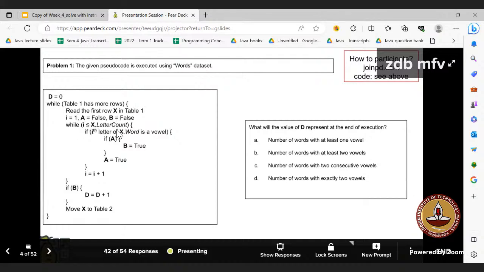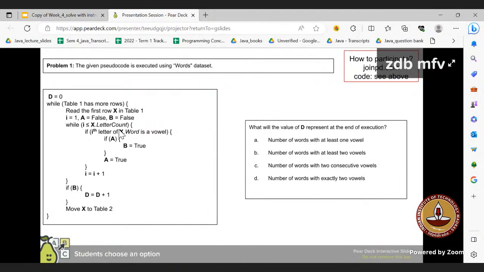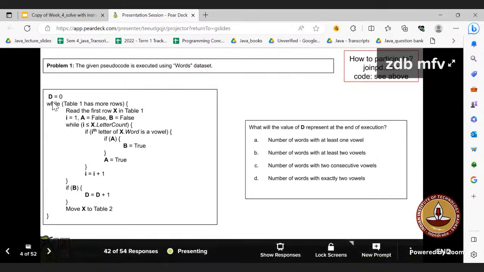While I is less than or equal to X dot letter count, that means we are iterating over the cards, and for each card we are iterating over the letters of that card. Each card is a word, and for each card we are iterating over the letters of the word. That's why we have two while loops. One is to iterate over the cards, each card has a word, and the other while loop is to iterate over the letters of each and every word. Is it clear for everyone? Yes, ma'am.